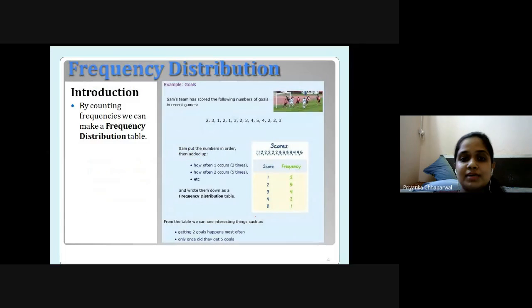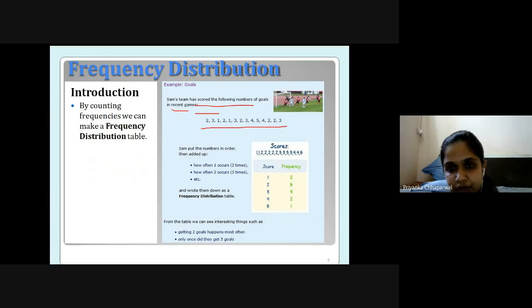So what is the frequency distribution? By counting frequency, we can make a frequency distribution table. Here the Sam team has scored the following number of goals in a recent game. It is the example. It is the data you have.